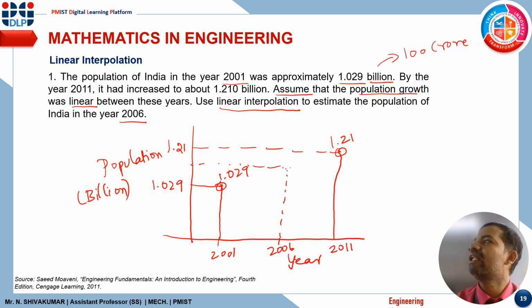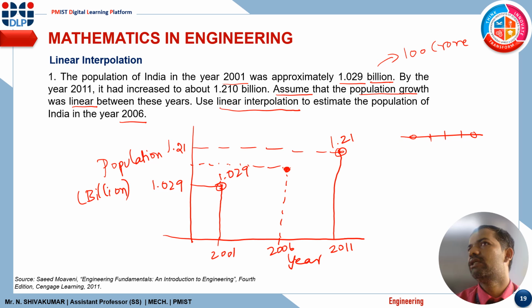So what is linear interpolation? Finding the in-between points. We have data on the left, we have data on the right, and we want data in between. In between may be at the exact center point, or slightly leftward or slightly rightward. So here or here or here, at any point, we have to calculate. We have data here, data here, and now they are asking for data here. So you calculate the population in the year 2006.